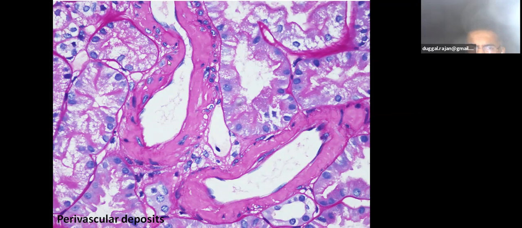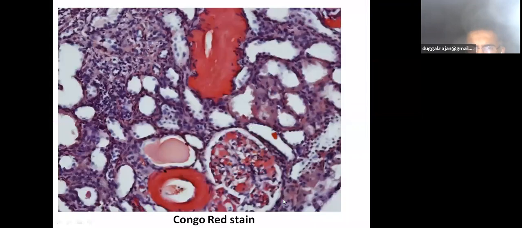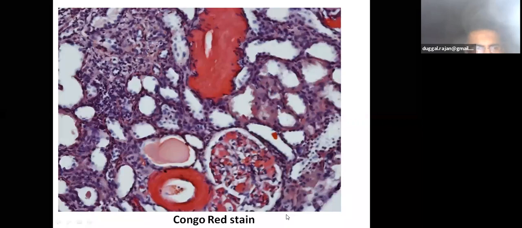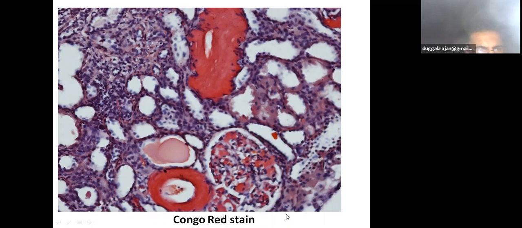And just tell me, what are these structures? This structure and this structure. Do you think it is tubule? So tubule looks like this. It has got nuclei and all that stuff. Now it becomes easier. Yes, the diagnosis is amyloid.